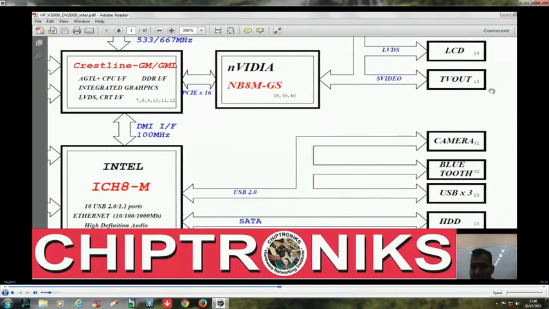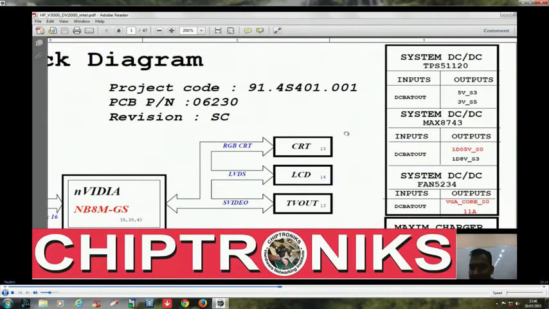Alright, and on this page you can see various regulators present on the notebook motherboard. In this notebook HP DB2000 we have TPS51120. This is a 3.3 and 5 volt regulator IC. That means anywhere you are getting 3.3 volt, it will ultimately come through this regulator.